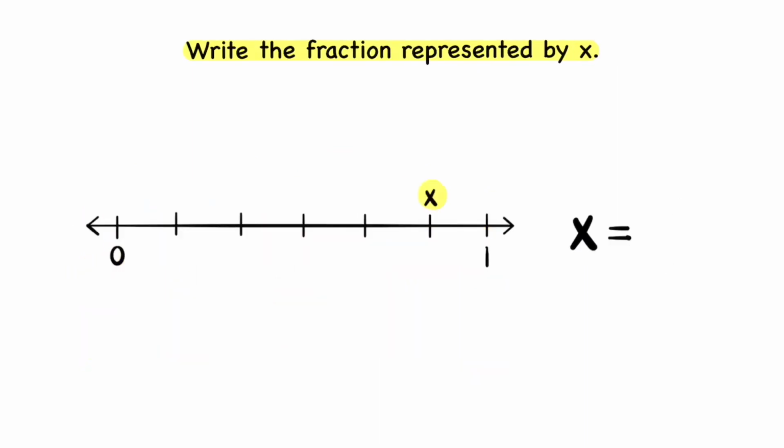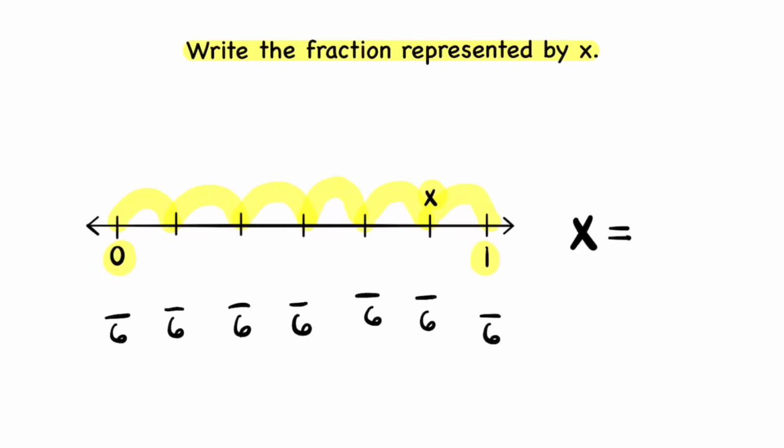Let's find how many total parts between 0 and 1. Let's count the total parts. 1, 2, 3, 4, 5, 6. Let's quickly make all the denominators 6 because that's the total amount of parts between 0 and 1. At the 0, we have 0 parts, or 0 sixths. If we go over 1, we have 1 part, or 1 sixth.